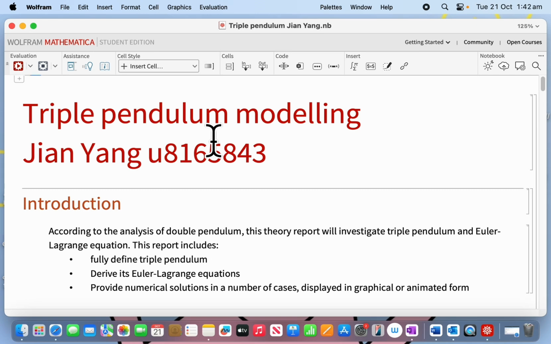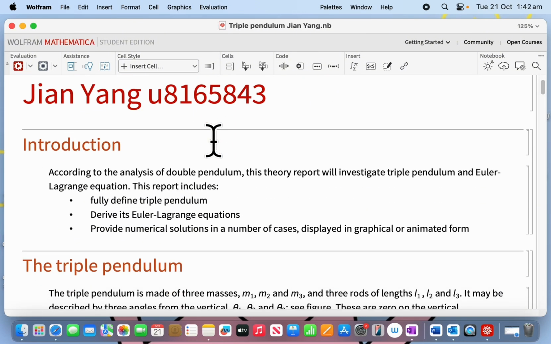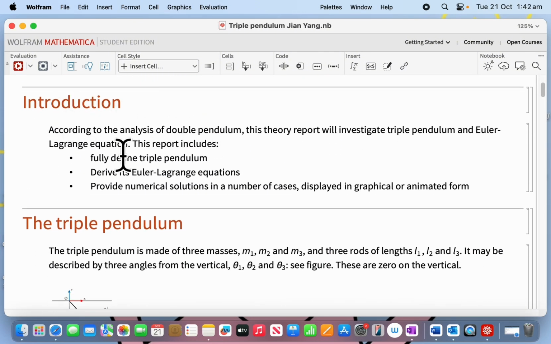Okay, so now let's start the first part for the triple pendulum. In this theory report, in the introduction, I want to show you that, according to the analysis of the double pendulum, we have the triple pendulum, based on the knowledge from the single pendulum and then the double pendulum. The pendulum, I should say, is like a noisy system. If we have only a single one, it's not. If we have two or more, we will have a noisy system.